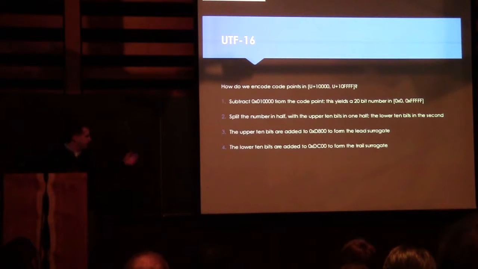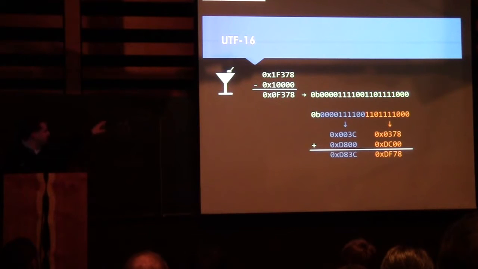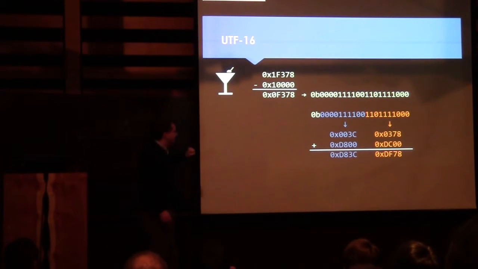And then we'll add the upper 10 bits to 0xD800 and we'll form what's called the lead surrogate. And then we'll take the lower 10 bits and add them to this other number, 0xDC00, and we'll form the trail surrogate. So I have an example of this. There's a symbol, the cocktail glass, that is not representable using only 16 bits. So I'll call this a surrogatini, since we're going to use surrogate pairs.